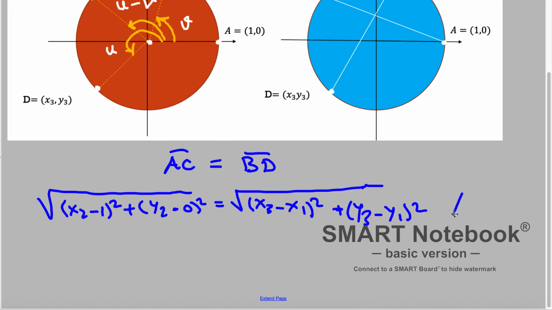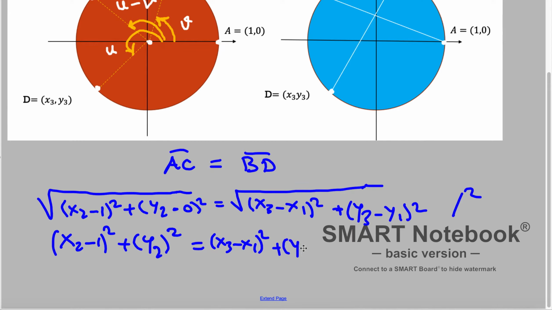But now let's take the square root of both sides. If we are taking the square root of both sides, the radical is going to simplify. And what is going to remain is x2 minus 1 squared. So let me do one extra step here: y2 minus 0 is y2 squared. And this is equal to x3 minus x1 squared plus y3 minus y1 squared.